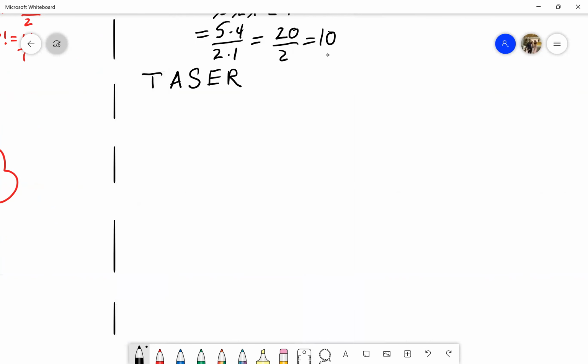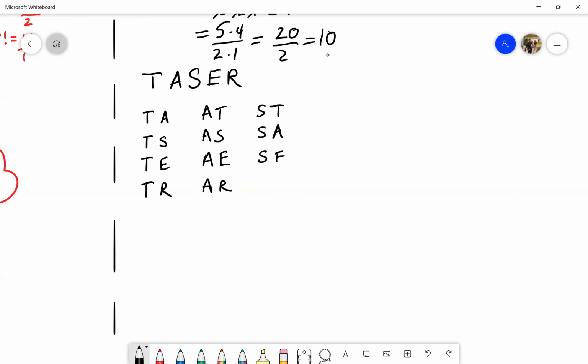All right. So let's talk about it. Imagine I had to rearrange those letters two ways. So I can have a T and an A, and I can't repeat them, obviously. Or a T and an S, or a T and an E, or a T and an R, or maybe an A and a T, an A and an S, an A and an E. Now, there's something interesting that can happen here. AE or AR. And then we have ST, SA, SE, SR.